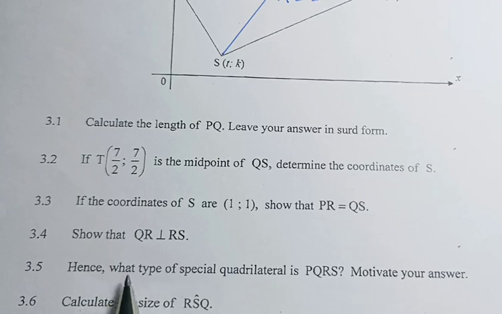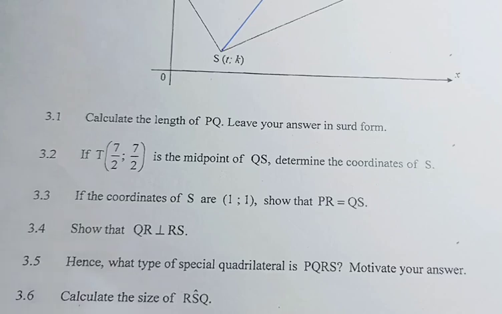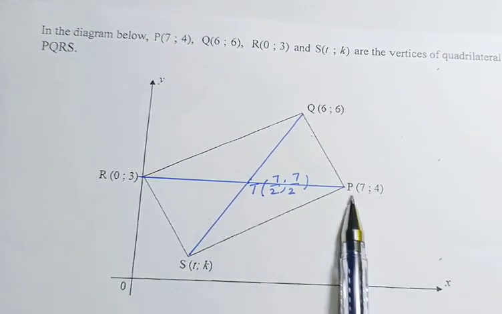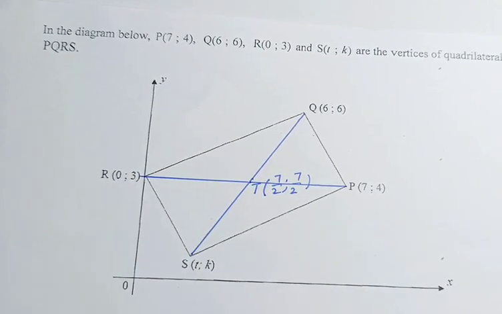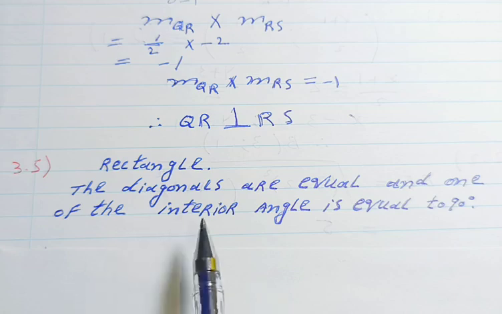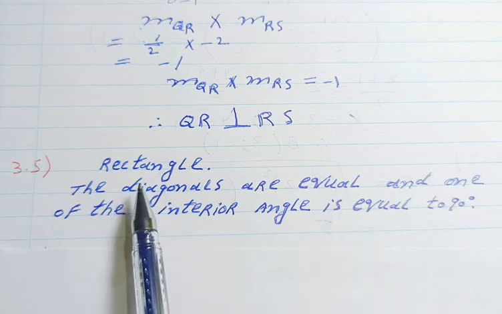3.5. Hence, what type of special quadrilateral is PQRS? Motivate your answer. So you need to give the reason for the quadrilateral PQRS. What type of quadrilateral is this? It is a rectangle. Why? Because the diagonals are equal and one of the interior angles is equal to 90 degrees. You don't need to say both reasons. You can say one of the reasons. You can say equal diagonals. You can say this is a rectangle.